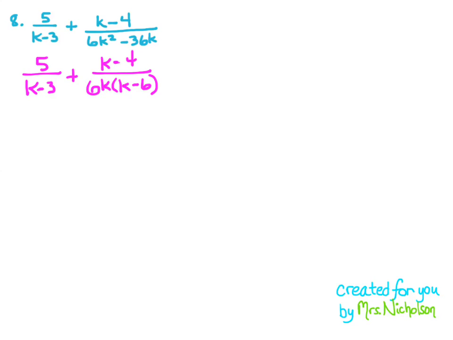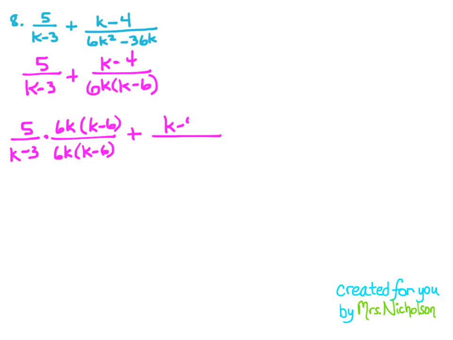So now I'm ready to get a common denominator. I've got 5 over k minus 3, and I need to multiply that times 6k times k minus 6 over 6k times k minus 6, multiplying the numerator and the denominator by the same thing. And then over here, I'm going to multiply this fraction times k minus 3 over k minus 3.